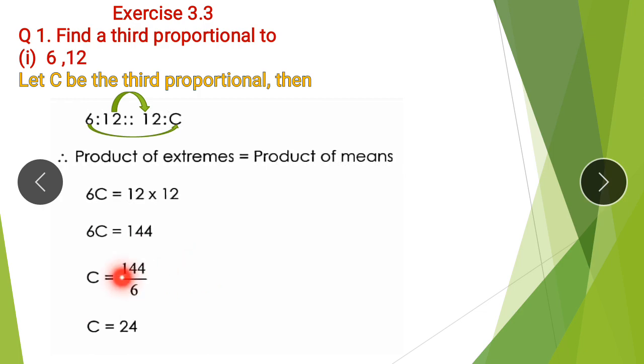6 1s are 6, 6 2s are 12, and 6 4s are 24. By division, we get the value of C, 24. So the third proportional is 24. If you put the value of C in this proportion, you will get 6 1s are 6, 6 2s are 12, and 12 1s are 12, 12 2s are 24. So you will get the proportion in simplified form as 1:2 equal to 1:2.